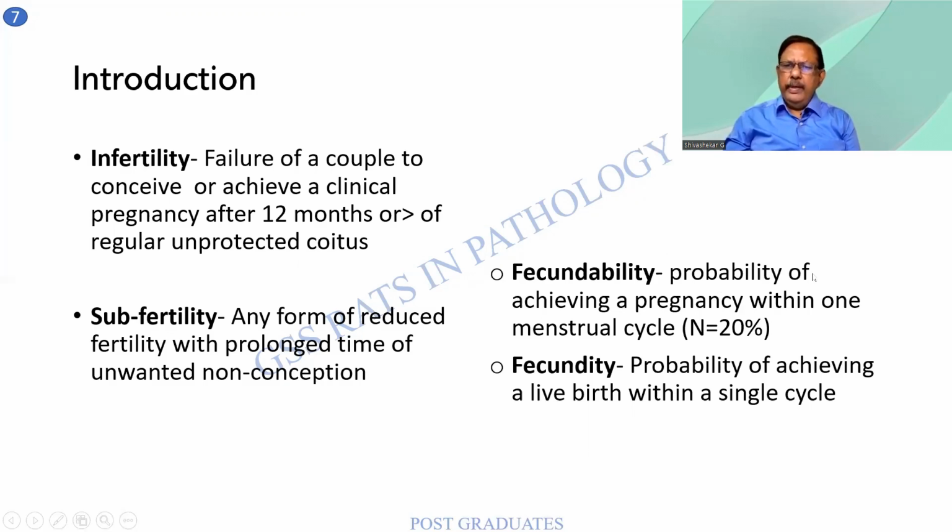Fecundability is the probability of achieving a pregnancy within one menstrual cycle. And fecundity is the probability of achieving a live birth within a single cycle. So these are terms which are probably important to the lower creatures and not the human being of today.